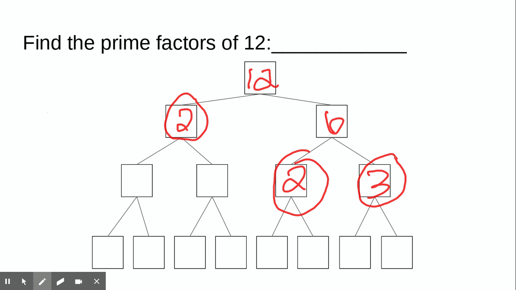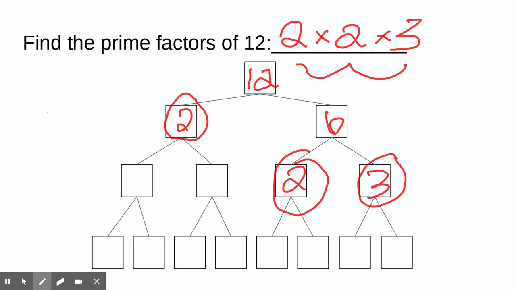And now that we have our bottom row all circled, we can write this out as multiplication. 2 times 2 times 3. We know 2 times 2 is 4. 4 times 3 is 12. So 2 times 2 times 3 is the prime factorization of 12.